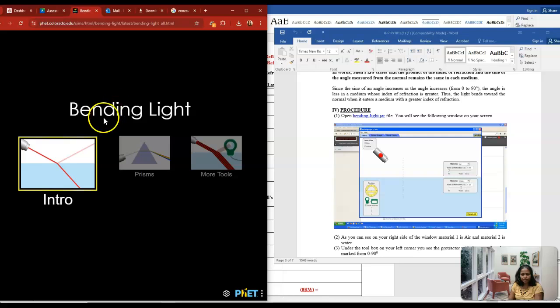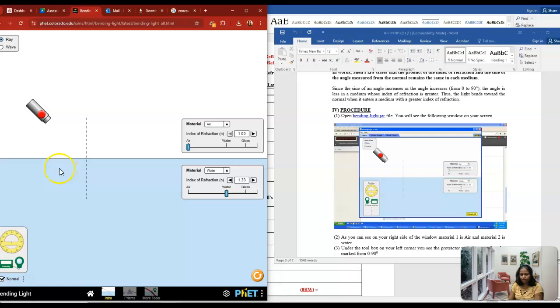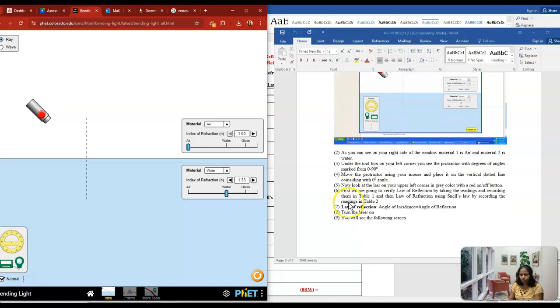It's loading. So now I'm just going to go to the intro. Now you can see that it is exactly looking like what you have on your handout. So in here I'm just going to have this material as air, and the other material as the water right here. And then I'm just going to move on to the second step. As you can see on the right hand side of the window, measure one is air and the other one is water, so just keep them as is.